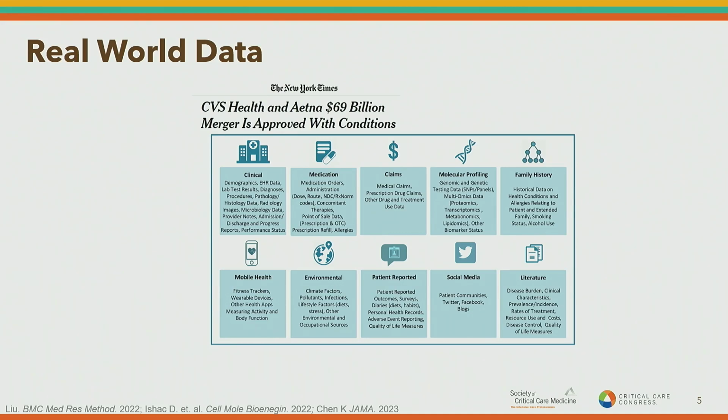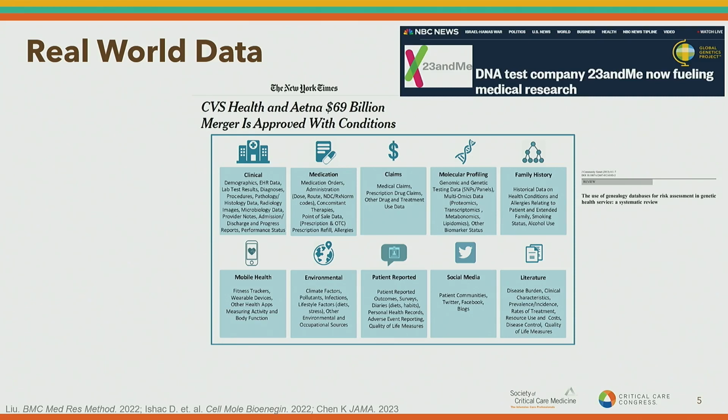But this data now is going through transitions in the sense that more and more of this data can now be linked. An example of that is this merger of CVS Health and Aetna means that data on not just your prescription medicine, but also your over-the-counter use medications can now be part of this real-world data for analysis.